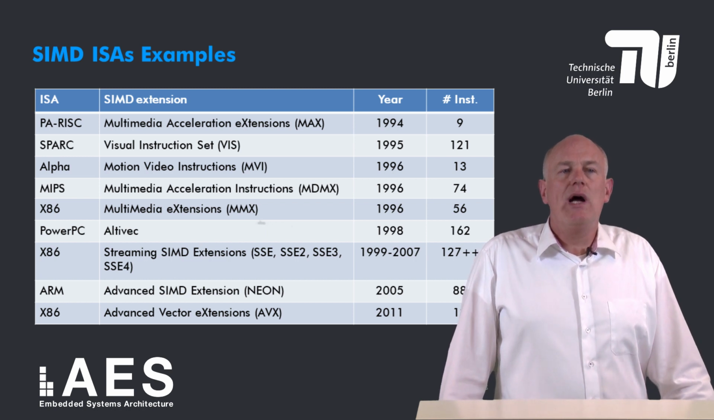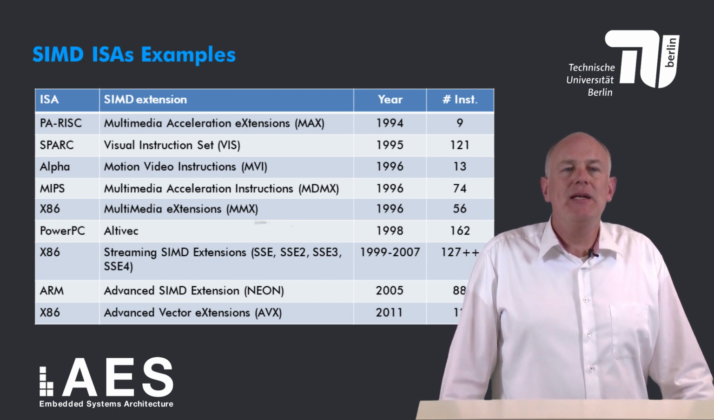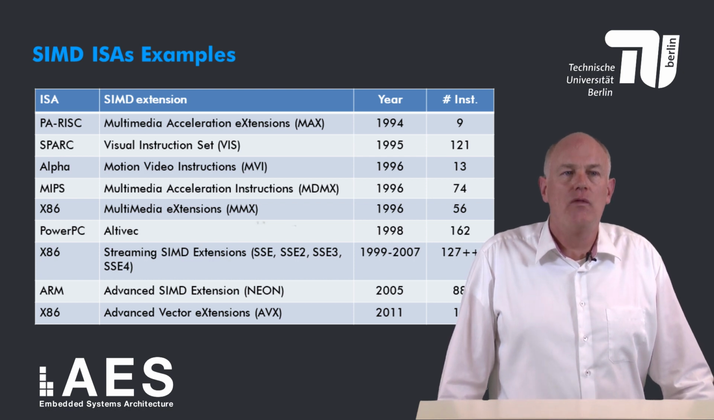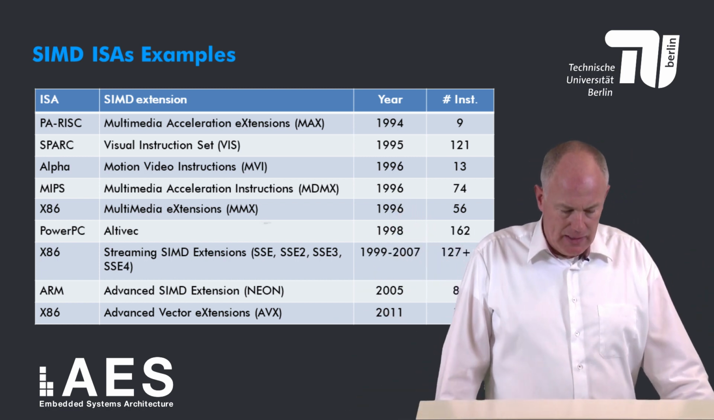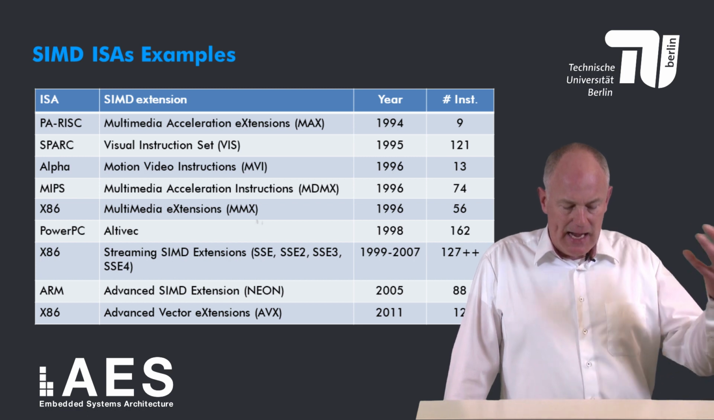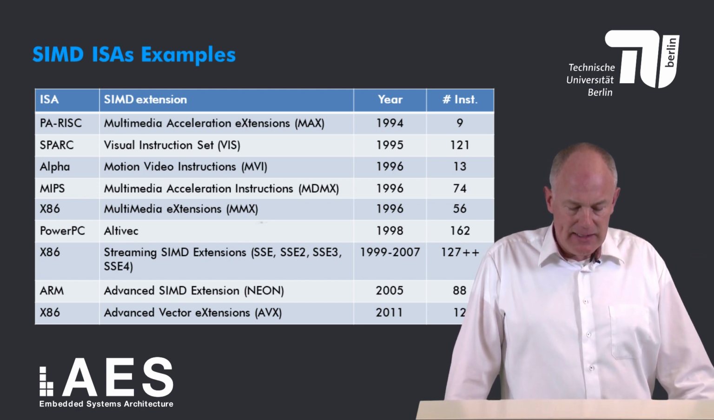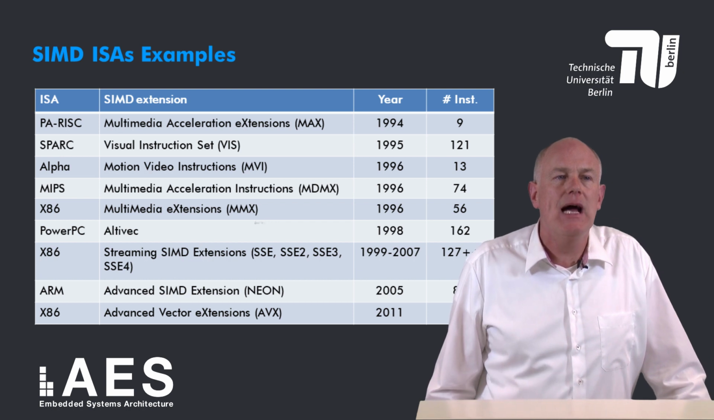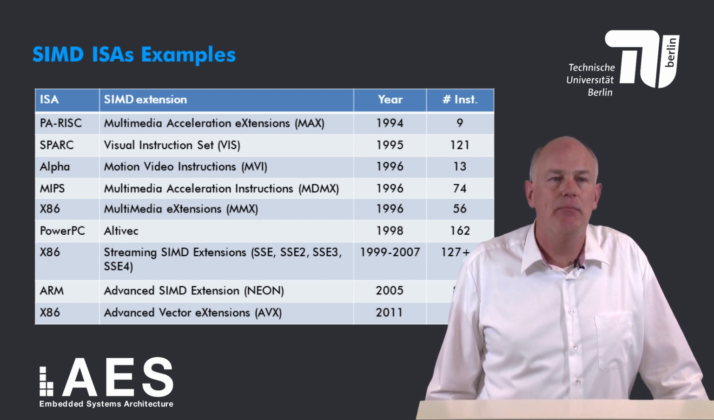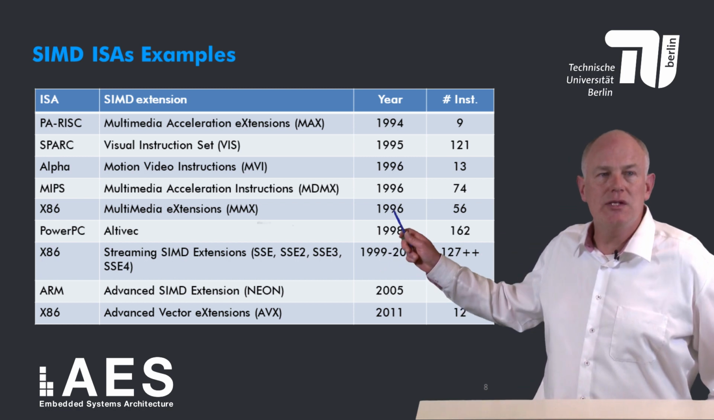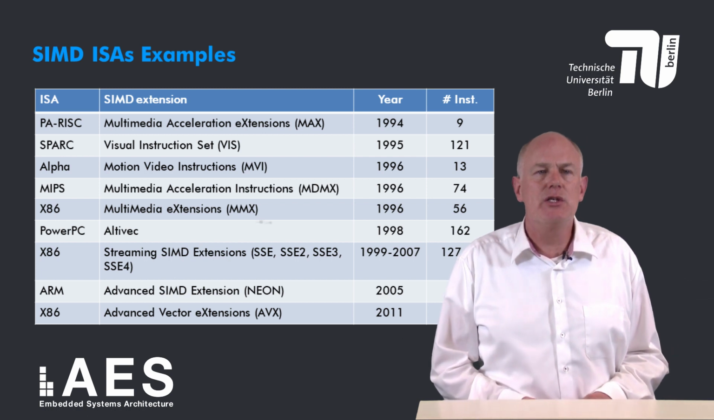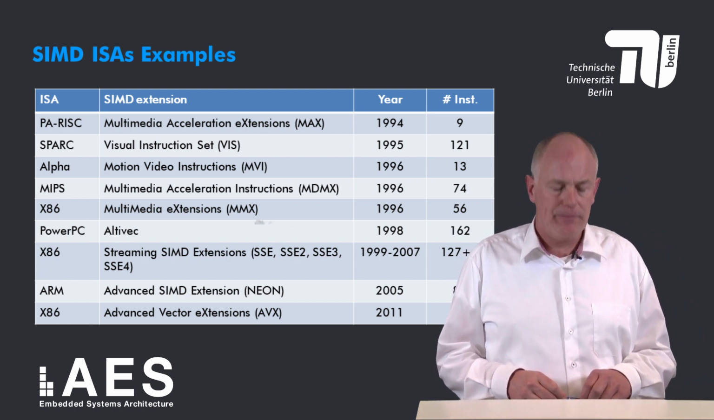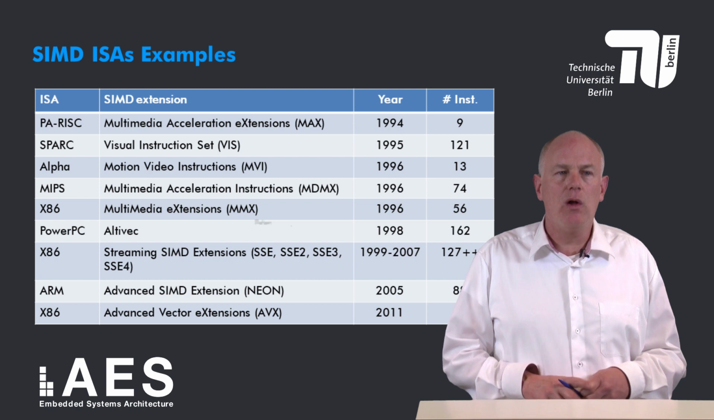This shows the evolution of SIMD ISA extensions over the years. Perhaps the oldest one was for PA-RISC. The base ISA was PA-RISC, and the SIMD extension was called Multimedia Acceleration Extension, MAX. It was introduced in '94, as shown in this column, and the number of instructions supported was only 9. This is very small, of course.